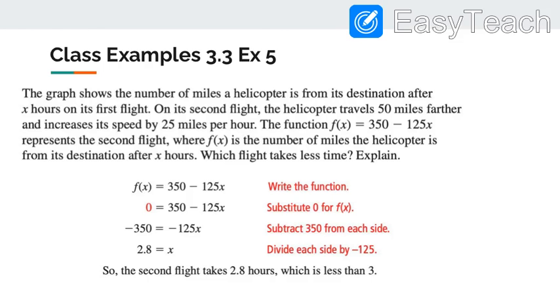Another way to solve this one is by using algebra. You can say, okay, if we want to get to our destination, the distance away is going to be 0, so we can plug in 0 for our distance away, solve it, and we would get down to our exact value. This time we actually do get an exact value, which tells us that the time on the second flight is only 2.8 hours, which takes less. Therefore, the second flight takes less time.